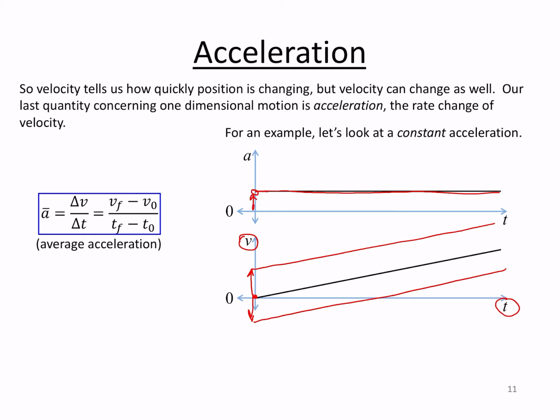But we could just as easily have a negative constant acceleration, have a negative slope for our velocity versus time graph. Technically, zero acceleration is also a constant, but wouldn't be a very interesting one. In that case, the velocity graph would have a slope of 0 for all time that we're considering.